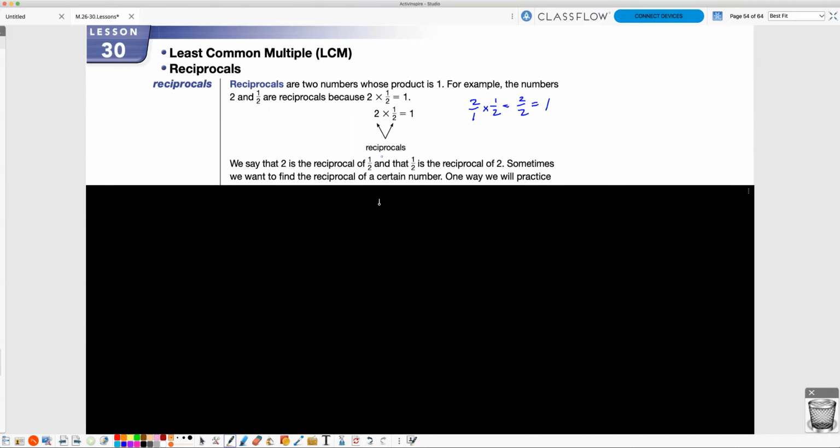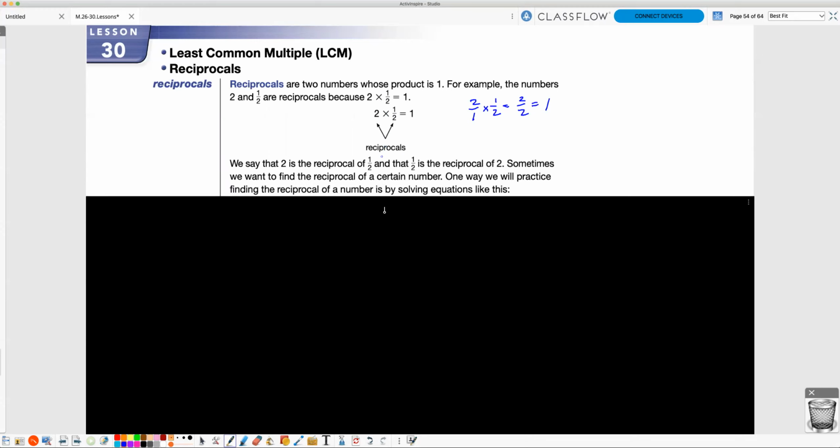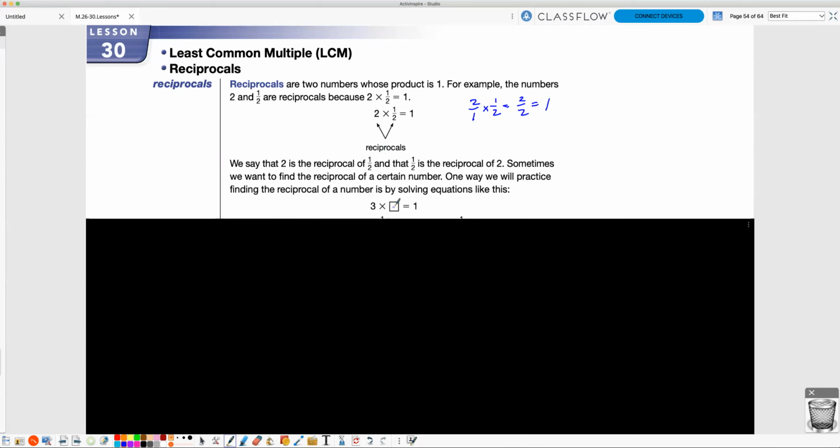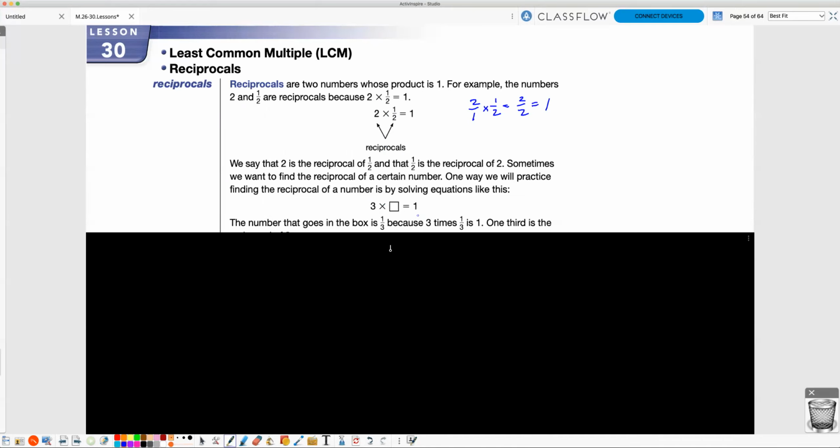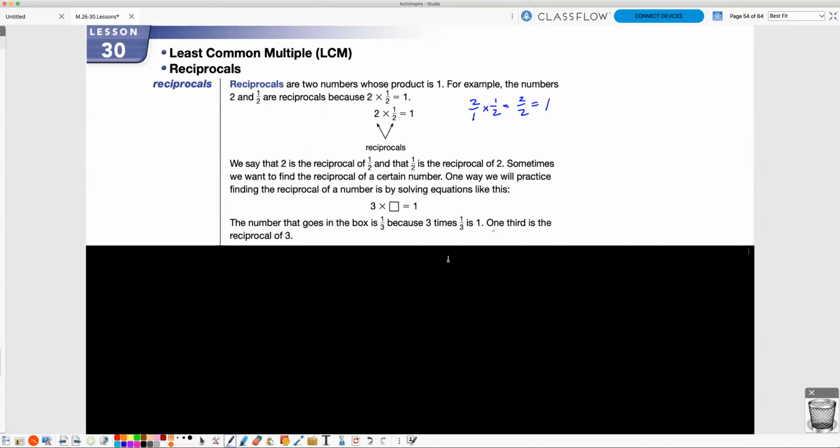Sometimes we want to find the reciprocal of a certain number. One way we will practice finding the reciprocal of a number is by solving equations like this: 3 times what will equal 1? Well, the reciprocal of 3 will get you to 1. So the number that goes in the box is 1/3 because 3 times 1/3 is 1. 1/3 is the reciprocal of 3. If we took 3 times 1/3, we would get 3/3, and 3/3 is the same as 1 because 3 over 1 times 1 over 3 would be 3 over 3. And so that's the reciprocal.